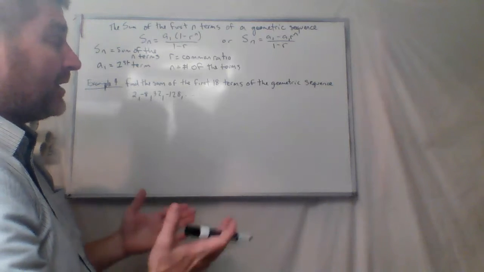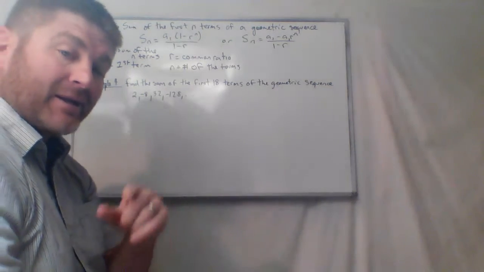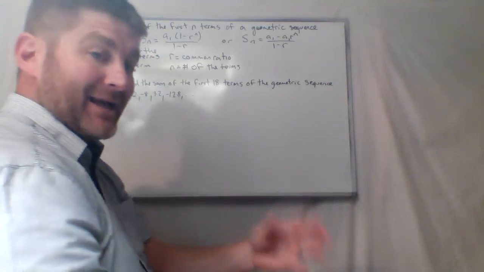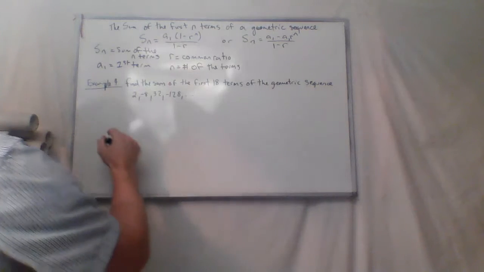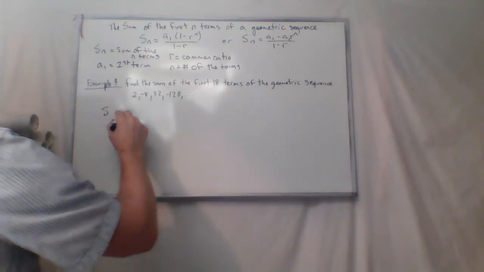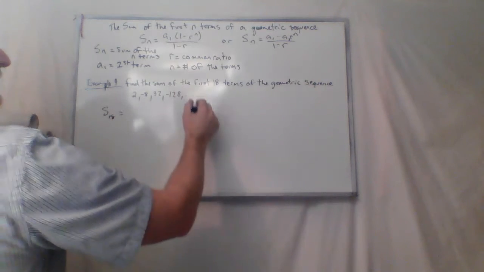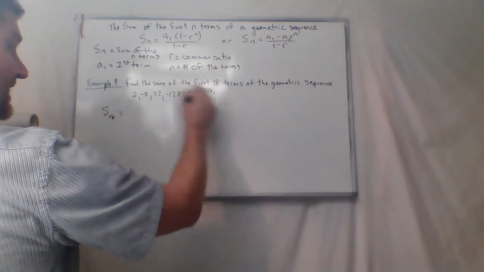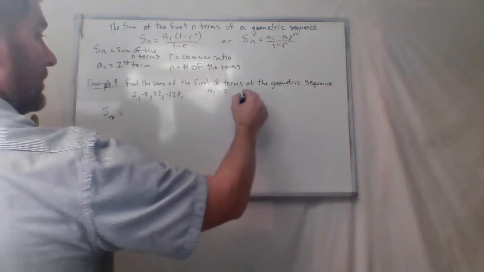But what I want to point out here is you don't need to find, like we did in the arithmetic, that last term, that 18th term. All right? All we need is this information here. So if I want to find the sum of the first 18 terms, well, I need to find A1. A1 in this case is 2. That's my first term.